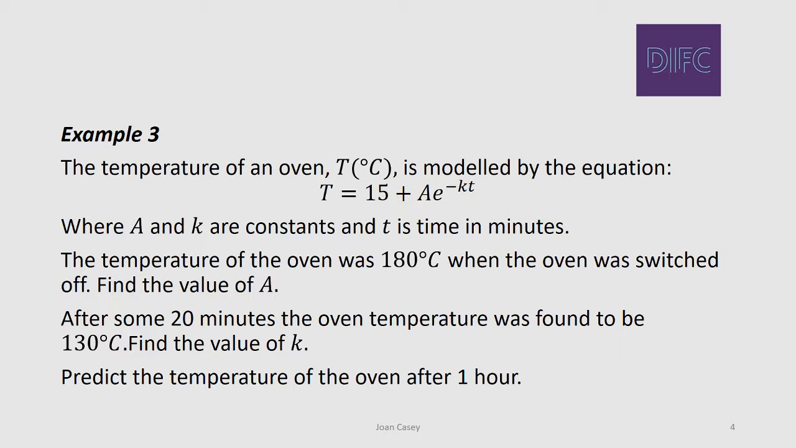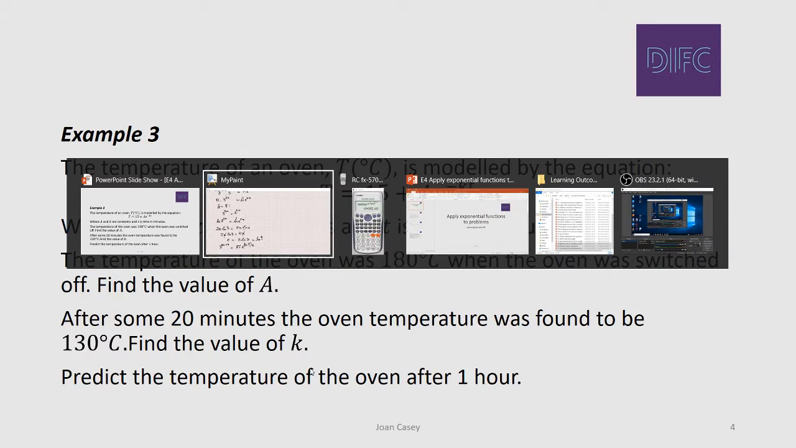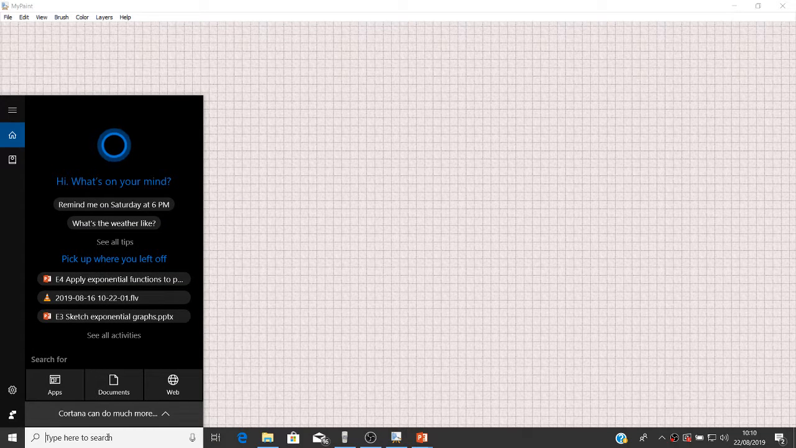So this example is not dissimilar to the one we had in example 1. But what we'll note is we're dealing with the situation of exponential cooling, which is exponential decrease. So temperature is given by T equals 15 plus Ae to the minus kt. That negative shows us it's exponentially declining or decreasing. A and k are constants, as we said.